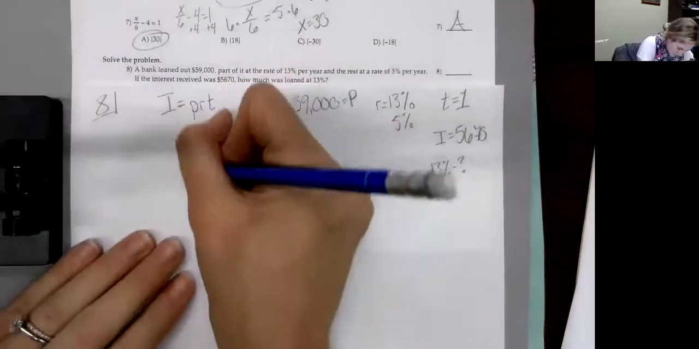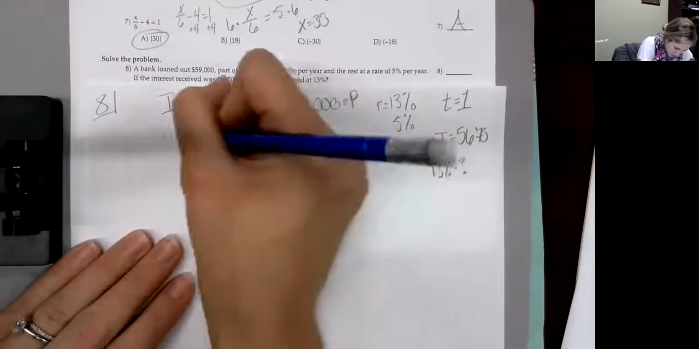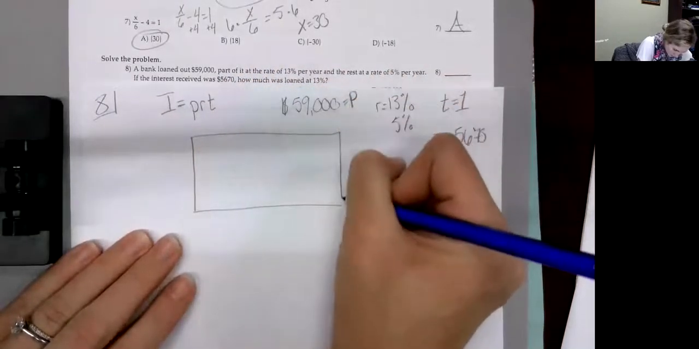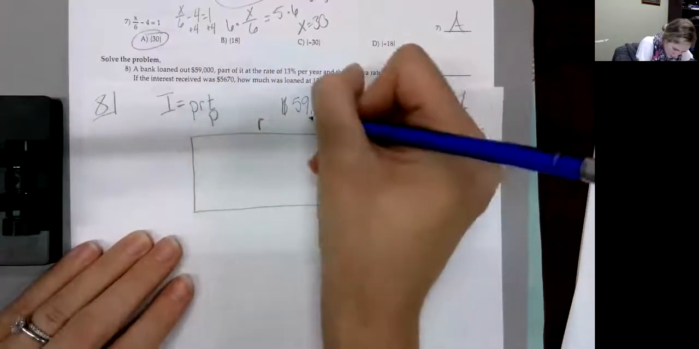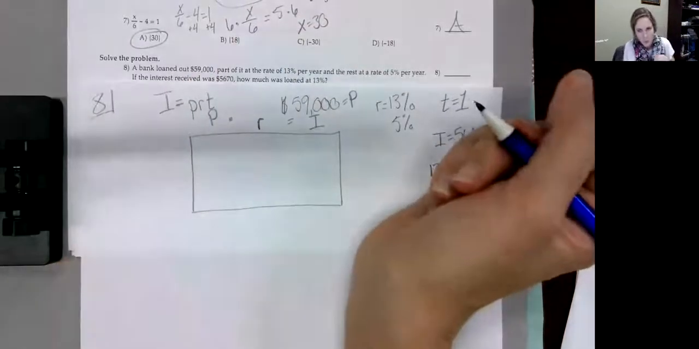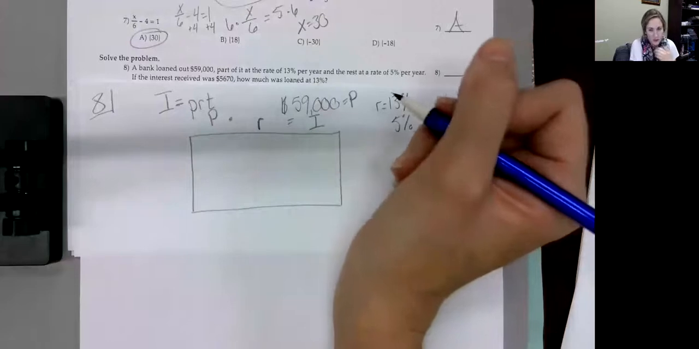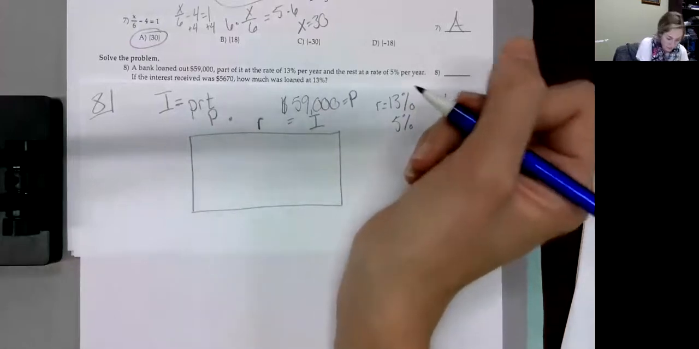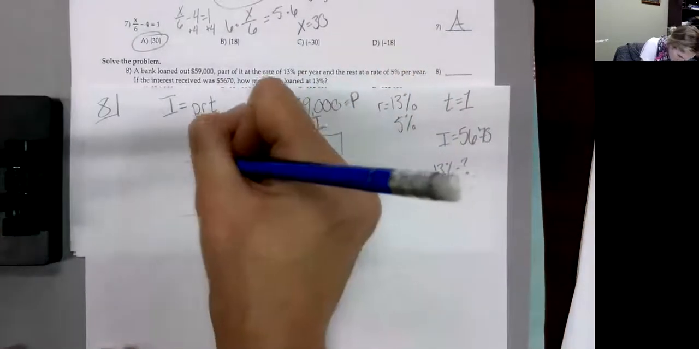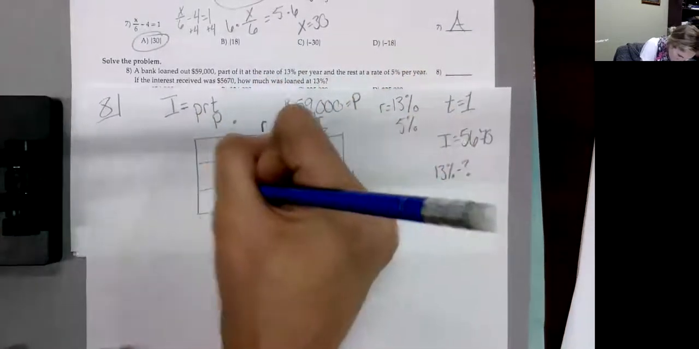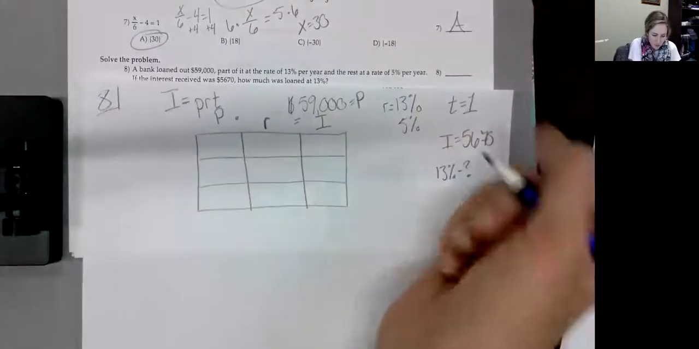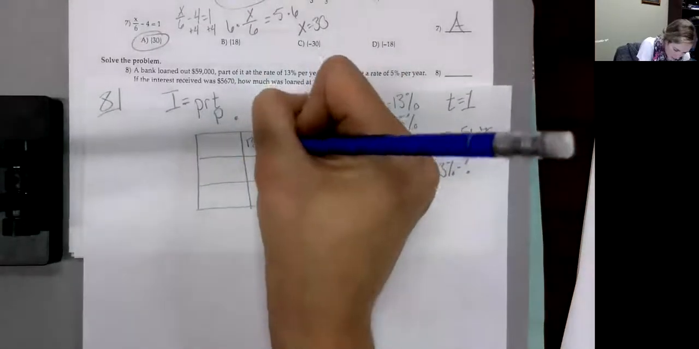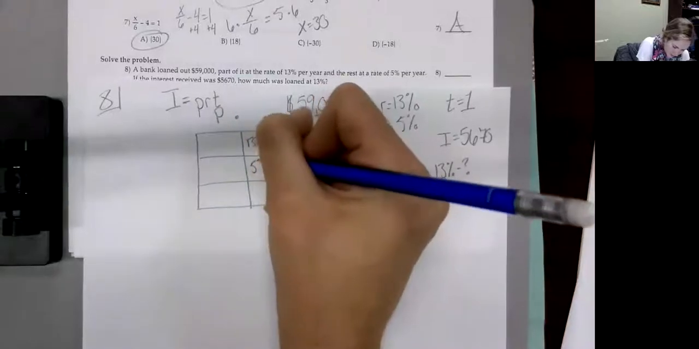All right, so I draw a little table. So you have principal, rate, and interest. Principal times rate equals interest. Time is 1, so I don't really put it in here because anything times 1 isn't going to change it. So you have 2 rates. We have 13%. We have 5%.